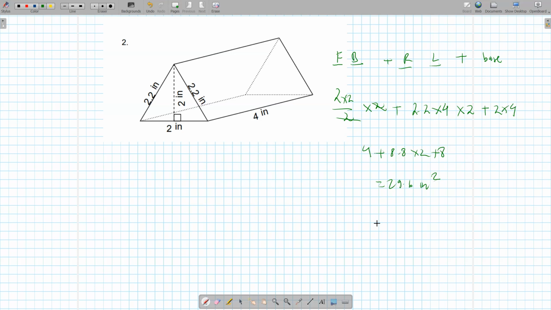What about the volume of this shape? What do you think for the volume of this shape?